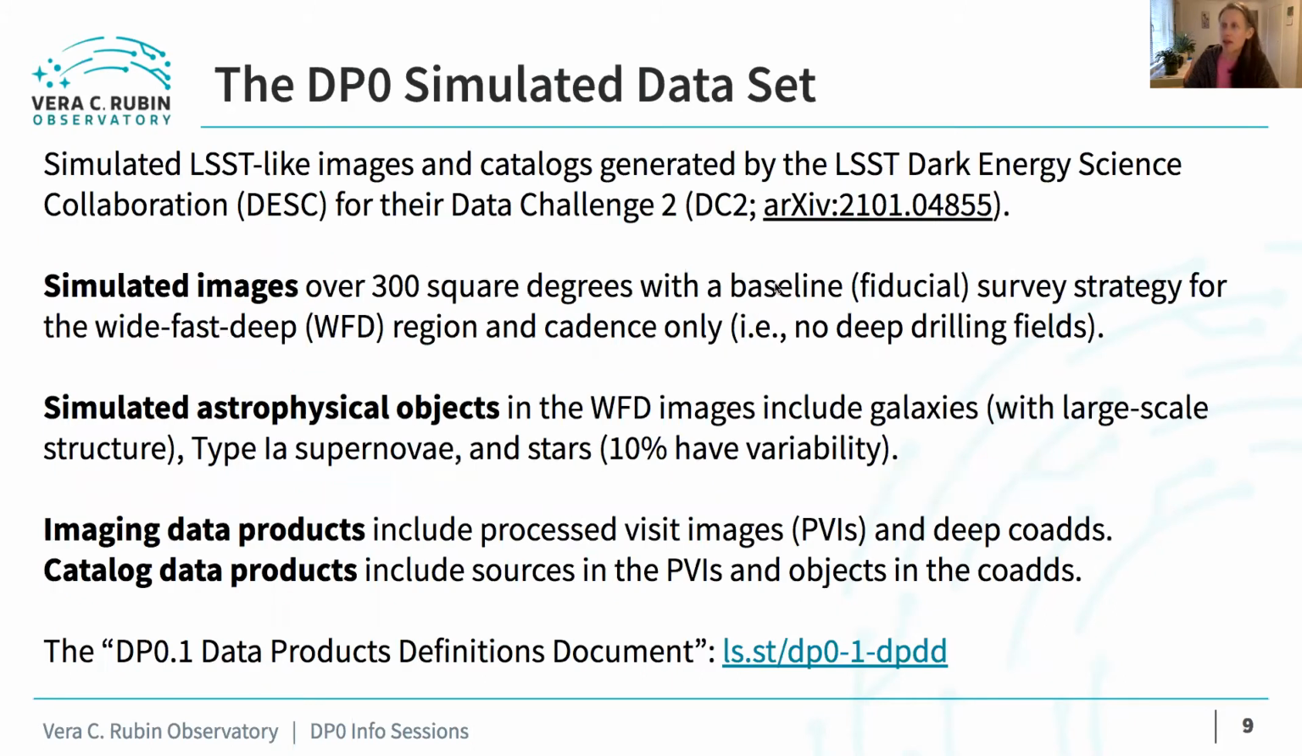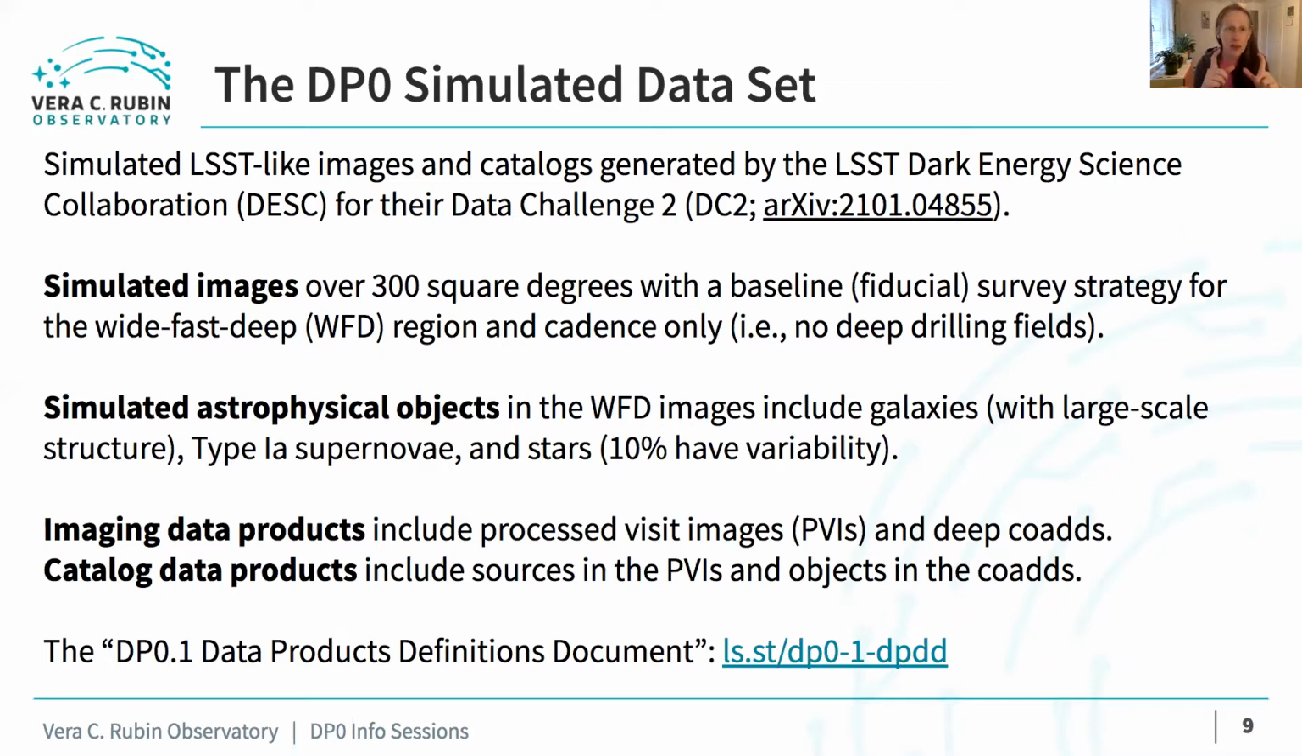Just to go into a little more depth on the simulated dataset, it includes simulated images over 300 square degrees of sky. That is a patch of the Wide, Fast, Deep survey for LSST. So the LSST survey will mostly cover the whole southern sky on a roughly 3-day cadence. That's like a fiducial survey. And the DC2 dataset is 300 square degrees of that.